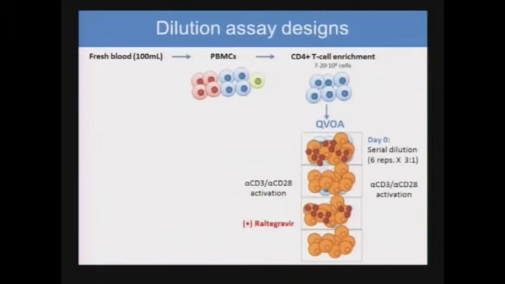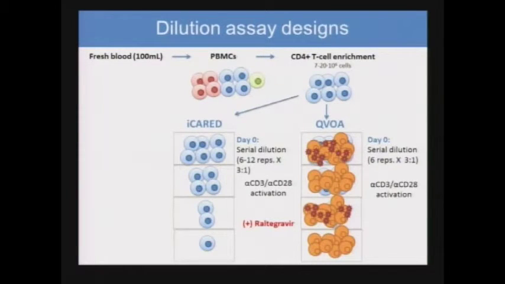And so these are some of the stochasticity data. I'll skip through this. So therefore, in order to get a quantitative result, we went to an approach similar to the QVOA assay, in which we activate the cells in the presence of raltegravir for 3 days, and then collect RNA, both in supernatant and in cells, in a series of wells that have been serially diluted prior to activation.